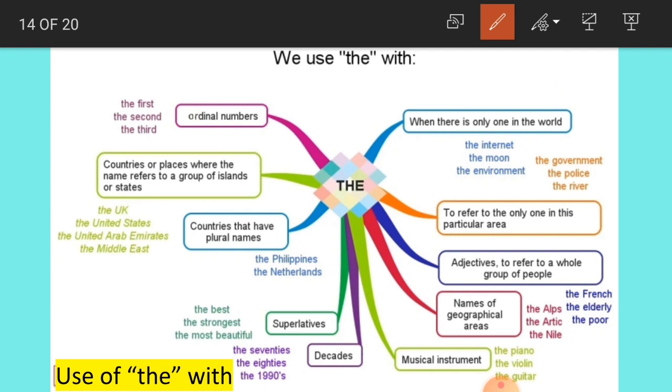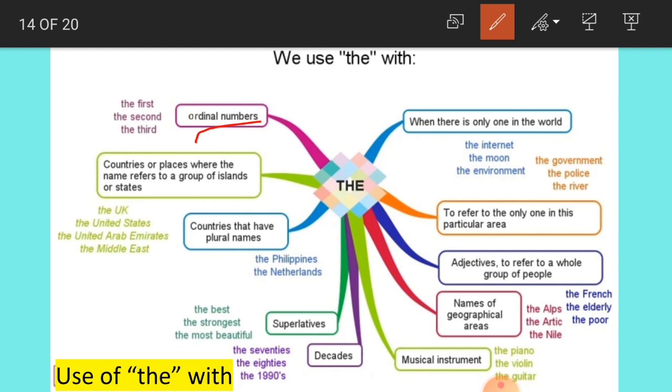Now, again, at the end, the. This is the definite article, children, and you have to remember this definite article very carefully, and you can use this in your sentences. We use the for many words, like for ordinal numbers. If you say the first, the second, the third. Ordinal numbers are like first, second, third.